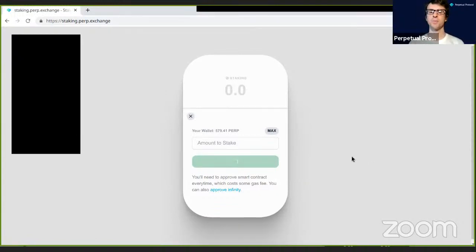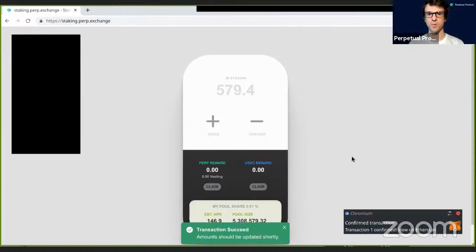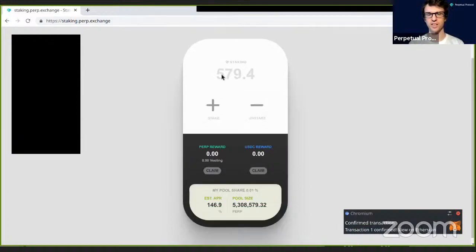Okay, so the second thing to keep in mind for staking is, as you'll see in a minute, there are a few different types of rewards in our staking program. Right now, our rewards consist of perp rewards. All right, so we can see here, I've now officially staked my 579 tokens. And eventually you'll start to see some rewards accumulating here. Now, as I was just saying, there are actually three different types of rewards at the moment. There are perp rewards and USDC rewards.